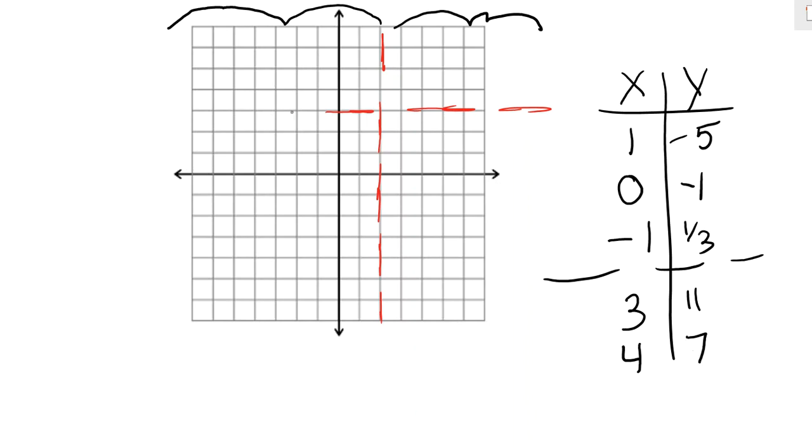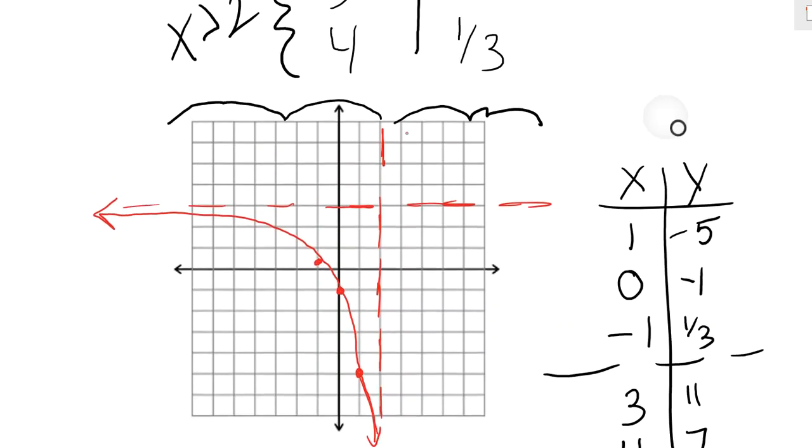So I'm going to start plotting those. So 1, negative 5. 0, negative 1. And negative 1, 1/3. And again, because these are asymptotes, I'm just going to kind of sketch this. Just a very rough estimate. I could probably add a few more points if I want to get it super accurate. And then 3, 11 is going to be off of my graph. But 4, 7 is right here. And we know that's going up pretty steep, and then it's going to come back down.